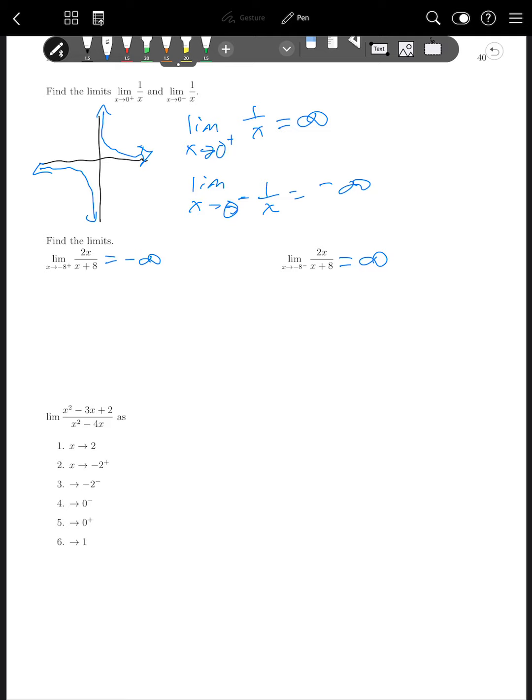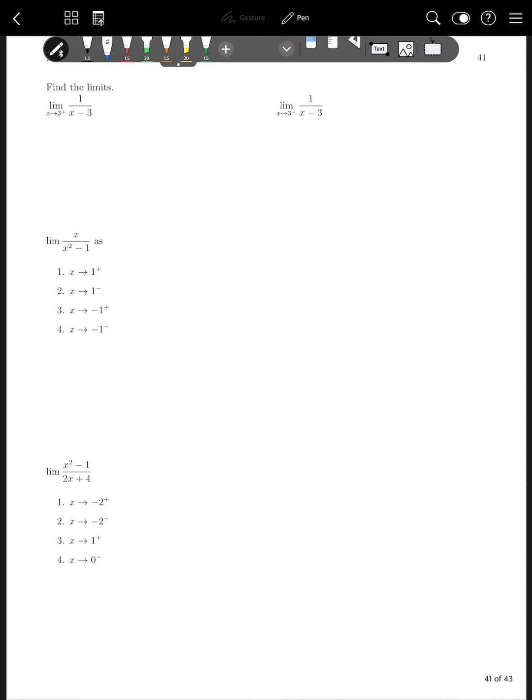So I just want you to look at the graphs of these. There's a bunch of typos on this problem, so I'm just going to go ahead and skip it for now. I think you've seen the examples. So why don't you go and flip to the next page, pause the video, and try doing these problems.